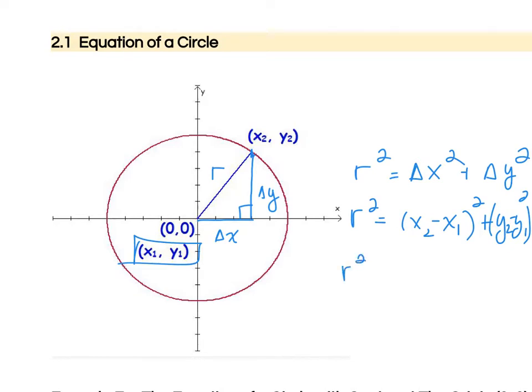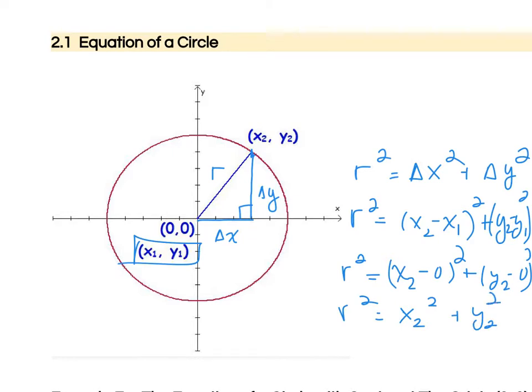So r squared is equal to x2 minus 0 squared plus y2 minus 0 squared. And that gives us x2 squared plus y2 squared.